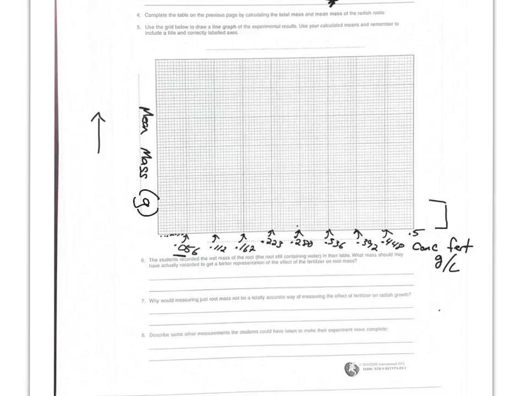And so there, what's going to be your lowest value and what's going to be your highest value? You're going to have to figure that out after you've calculated the mean mass. Remember, mean just means average. So how do you calculate the average mass, or mean mass, of radish in grams? You're going to take the total that you've added up, the sum of all the masses with that concentration of fertilizer, and then you're going to divide by 5, because you have 5 different masses that you're taking the average of.